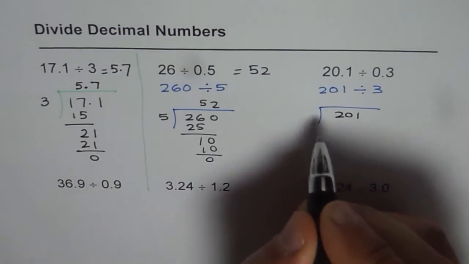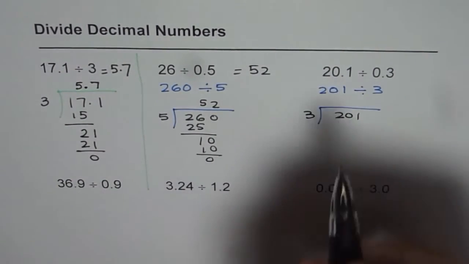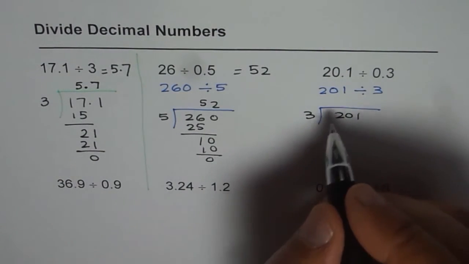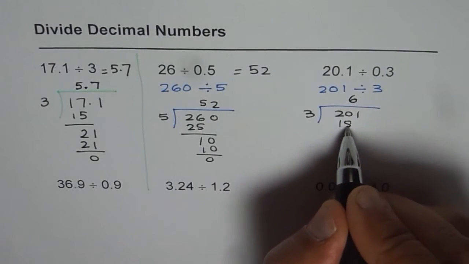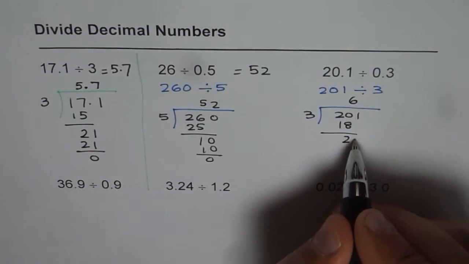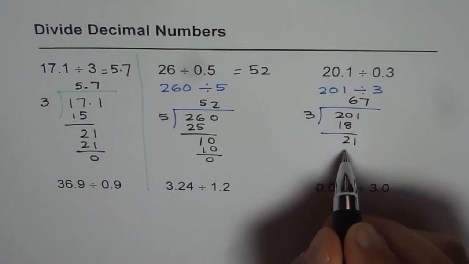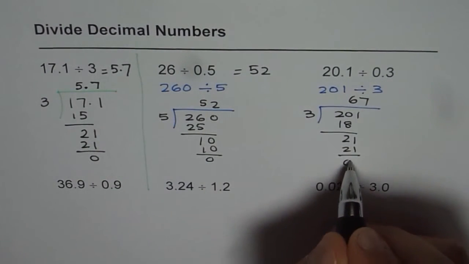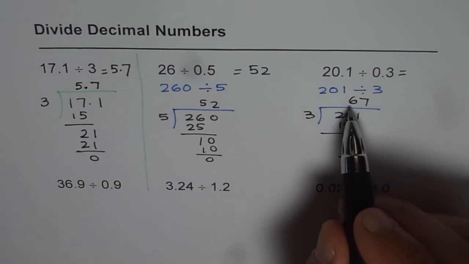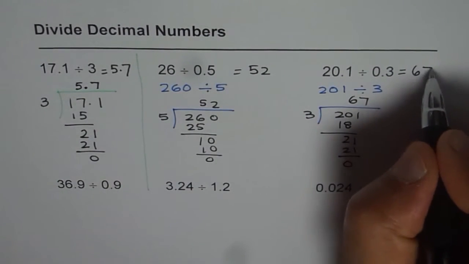So 201 divided by 3. 3 cannot go 7 times, as 3 times 7 is 21, but it can go 6 times. 3 times 6 is 18. Take away 18 from 20 gives you 2. Bring down 1, and that is 3 times 7 as 21, remainder being 0. Well, in all these questions the remainder was 0. So the answer is 67.